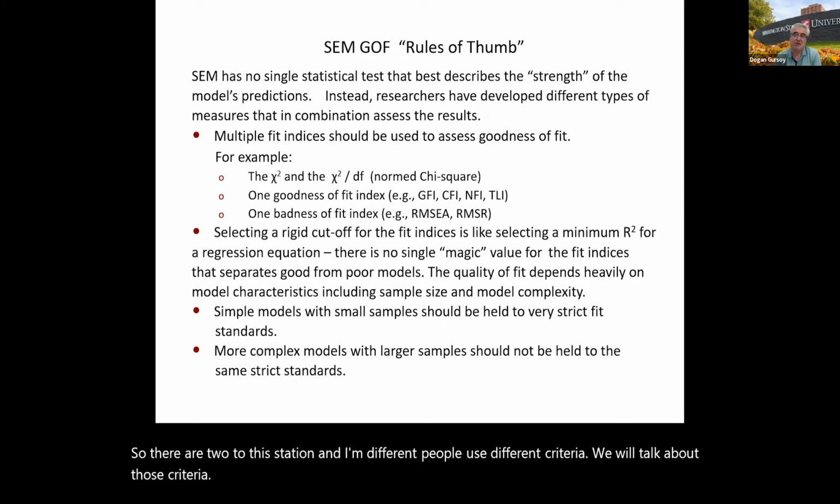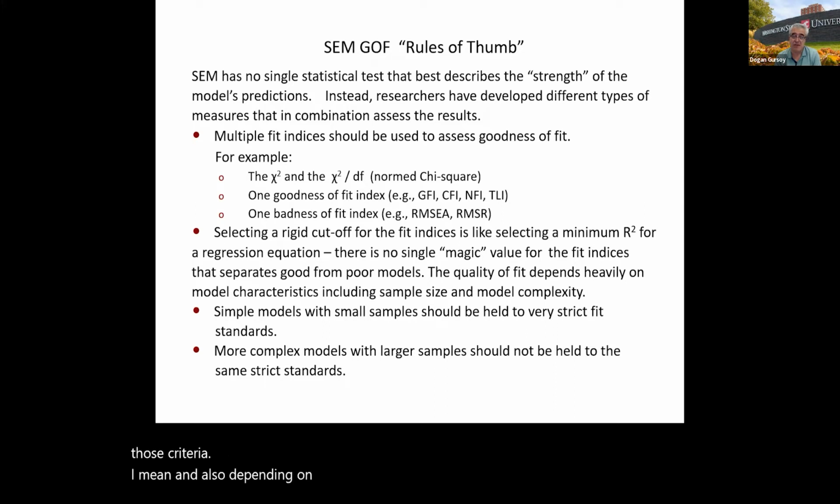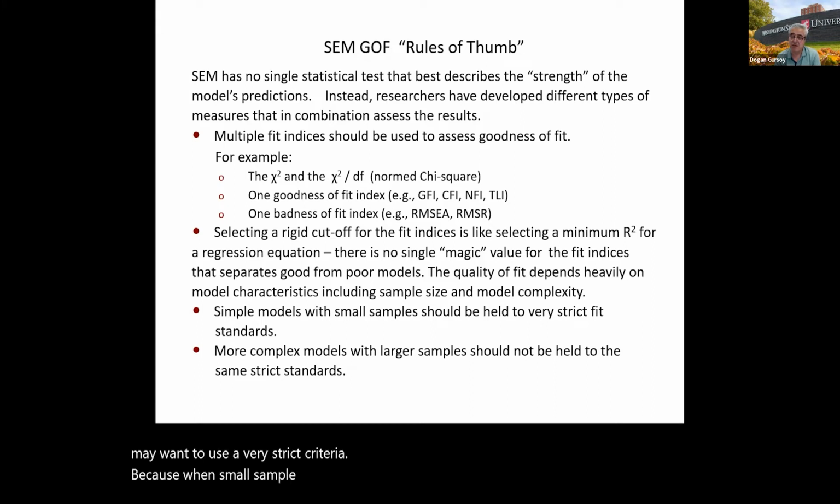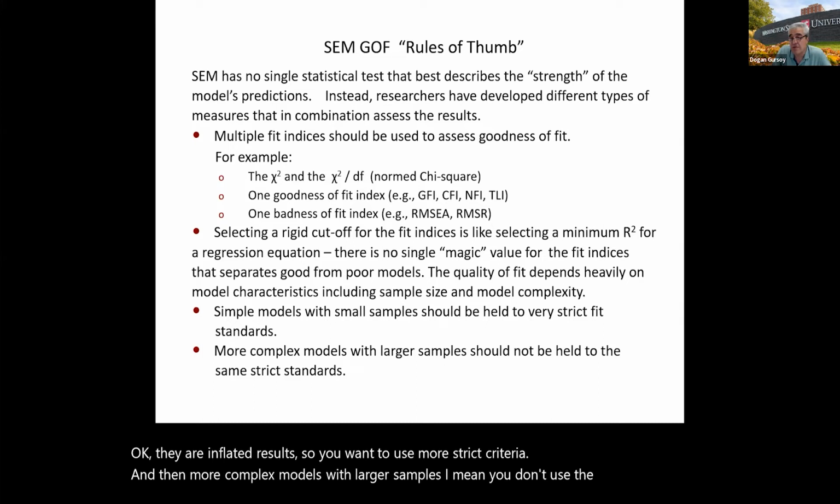Also, depending on the model and sample size, if you have a small sample size, you may want to use very strict criteria. Because in small sample sizes, results are usually inflated, so you want to use more strict criteria. And then for more complex models with larger samples, you don't use the same strict criteria.